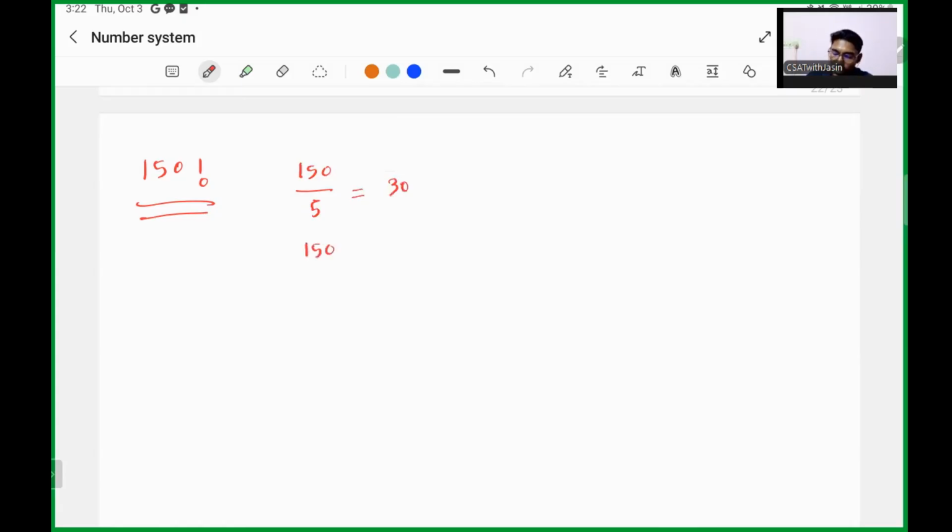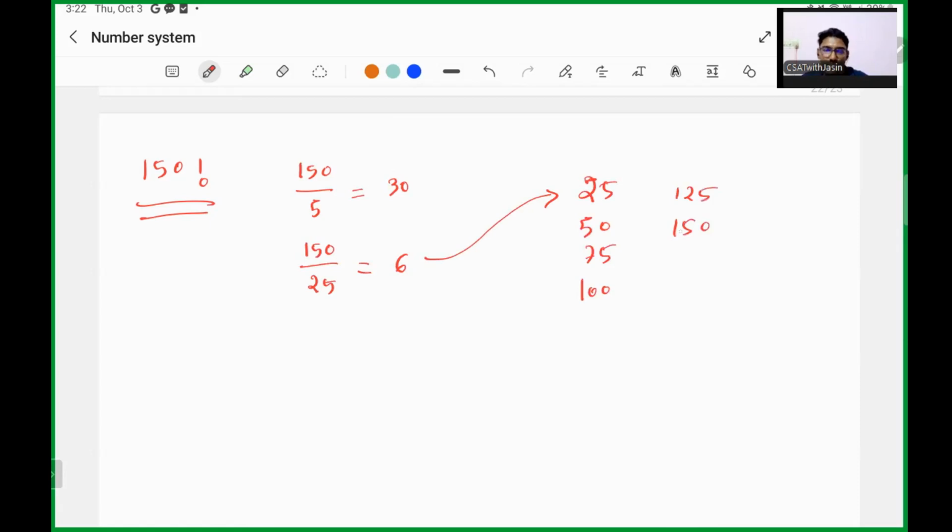Again, we have to divide 150 by 25. 150 divided by 25 is 6. That means there are 6 multiples of 25 inside. All of these will have two 5s. So what are these 6 multiples? 25, 50, 75, 100, 125 and 150.